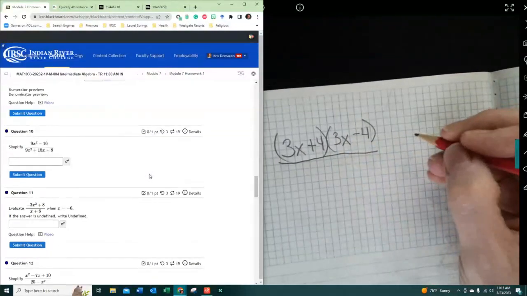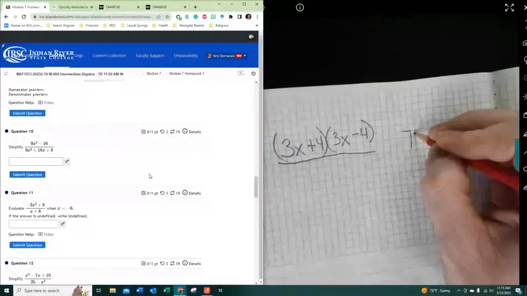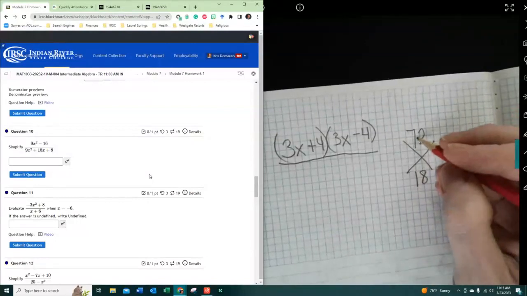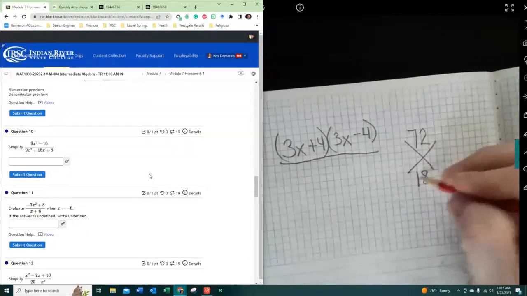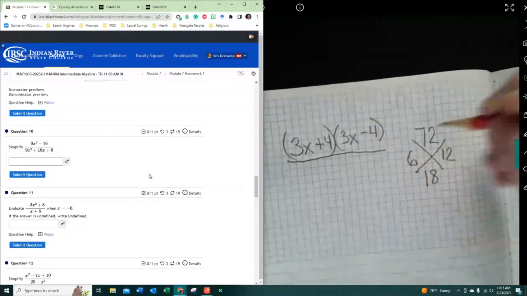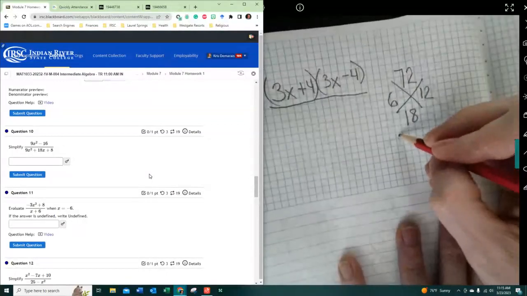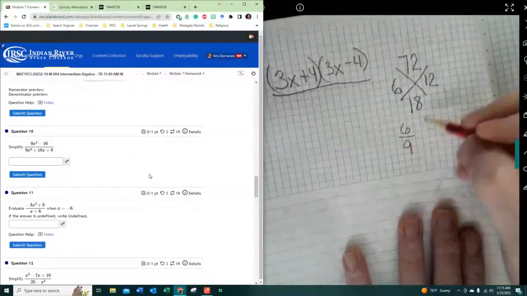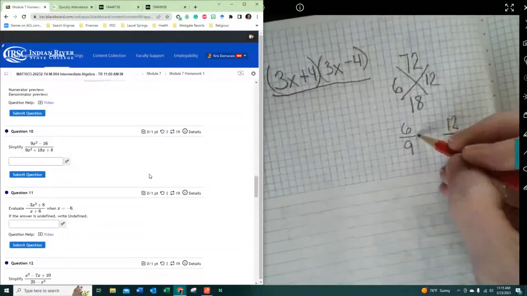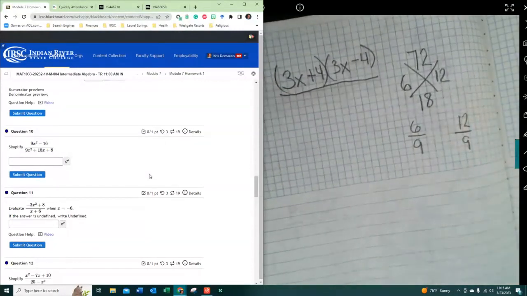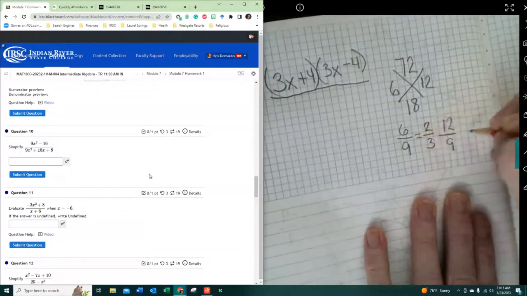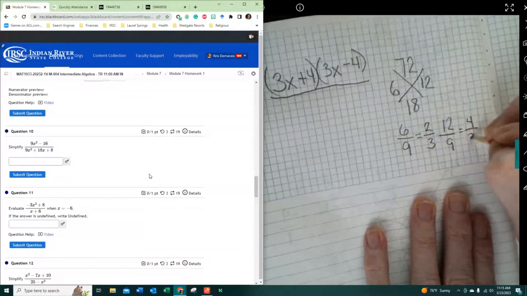But anyway, I just want to say that, because now I'm going to do 9 times 8, which is 72, and then I have 18. What two numbers multiply together to create 72 that gives us 18? That would be 6 and 12, because they multiply together. Then I'm going to put 6 over 9, and 12 over 9. Now, both of these can't go into itself, so what we're going to do is reduce them. So we're going to put 2/3, and then 4/3.